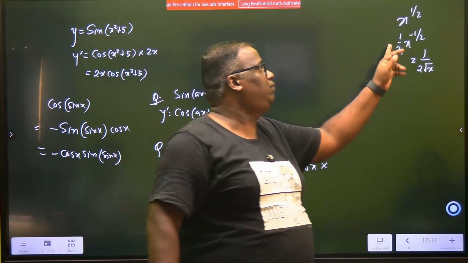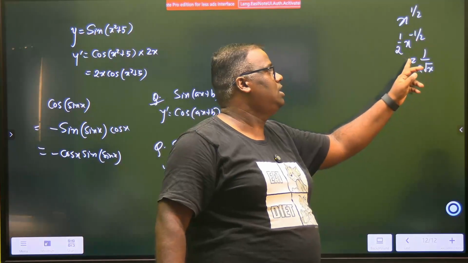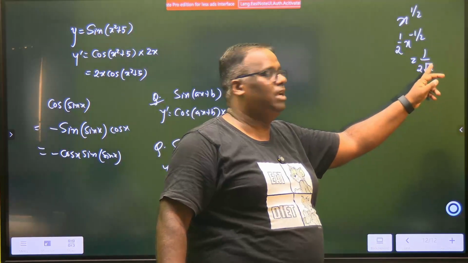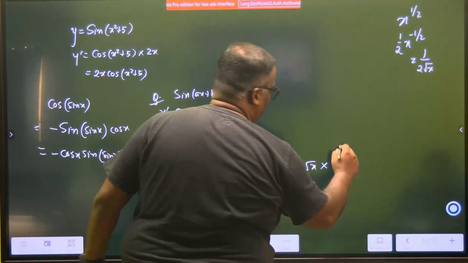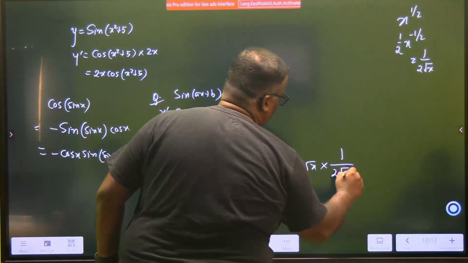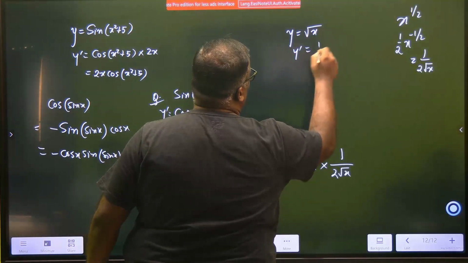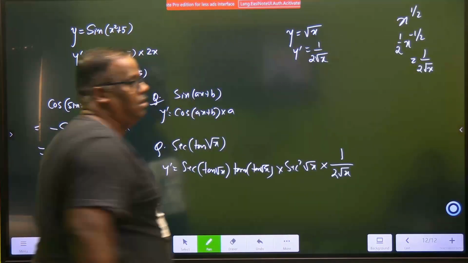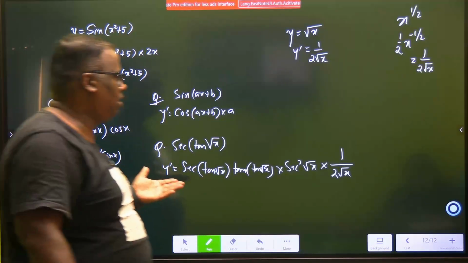See, half x to the power half minus 1 is minus half. So it is half x to the power minus half, which is 1 by 2 root x. So shall we write this here? Into 1 by 2 root x. So children, memorize this. Always memorize it. Y is equal to root x, Y prime is equal to 1 by 2 root x. Okay, see how the questions are being made. Next. Let's see the next question.